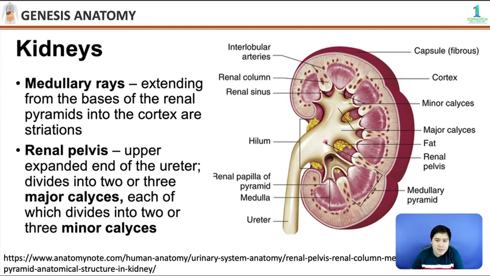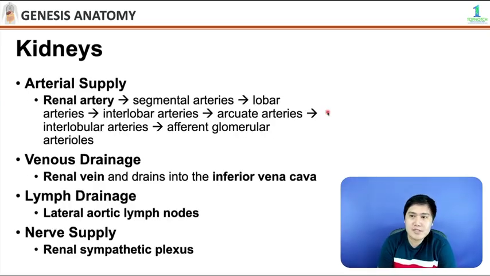And you also have the renal pelvis here. It is the upper expanded part of the ureter, which further subdivides into major calyces and minor calyces. So, those are the parts of your kidney.